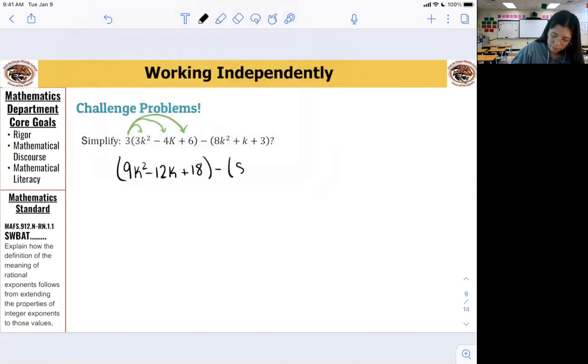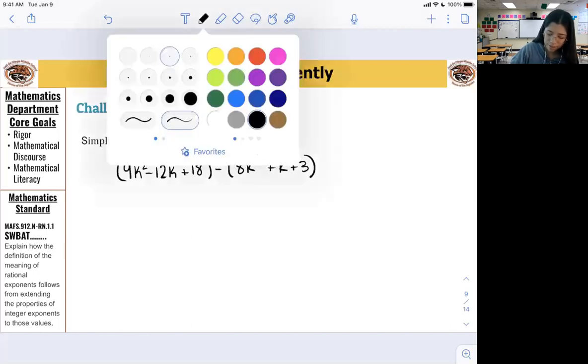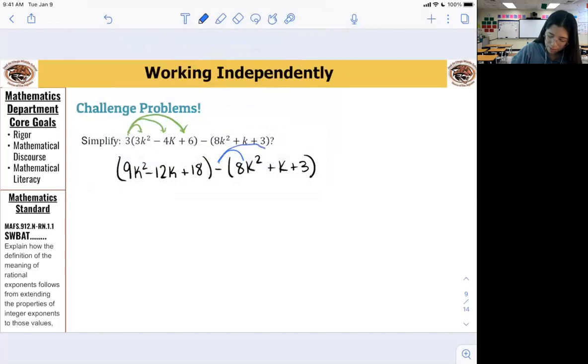Then, here's the rest of it. You distribute the negative. Good. And I'm seeing these answers in the chat. Sorry, I haven't had time to reply to everybody, but I'm seeing lots of correct answers in the chat. Keep sending them. When I distribute my negative, I'm going to flip the signs. So I have 9k squared minus 12k plus 18. That doesn't change. But what do I get here?